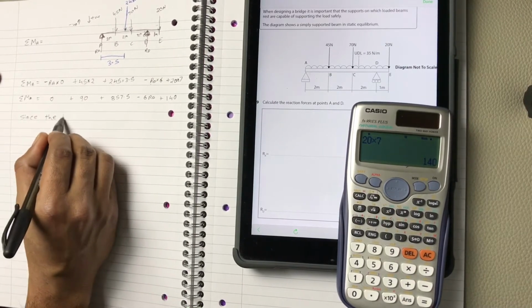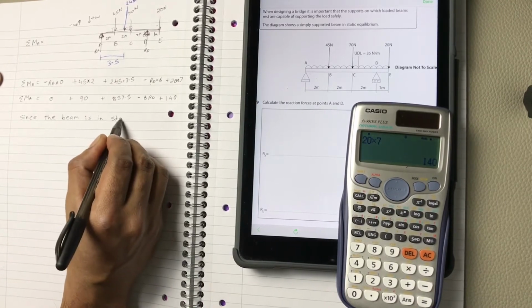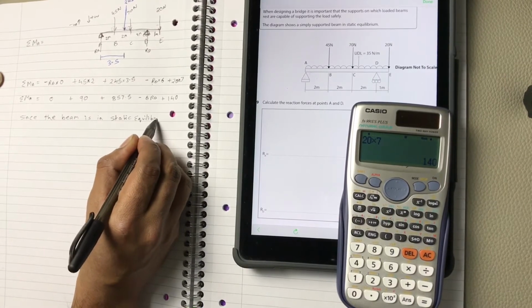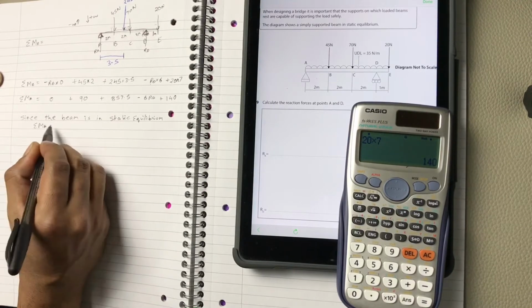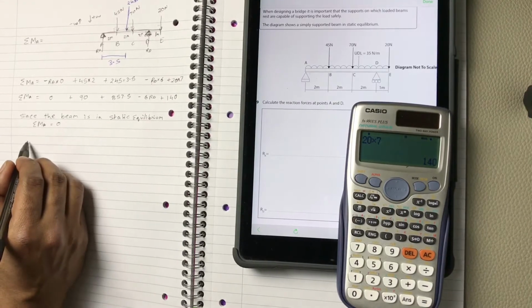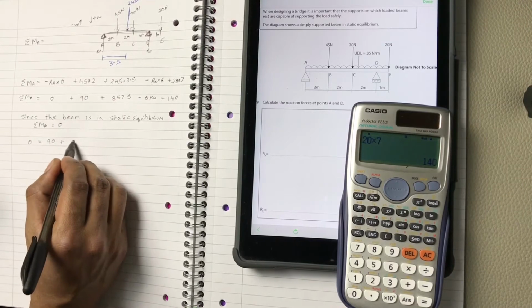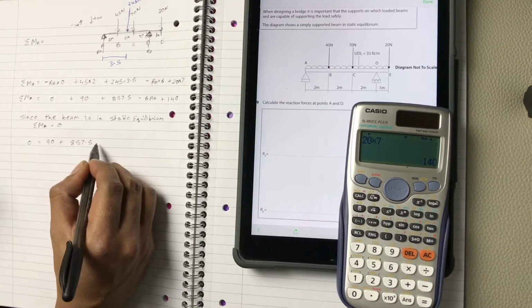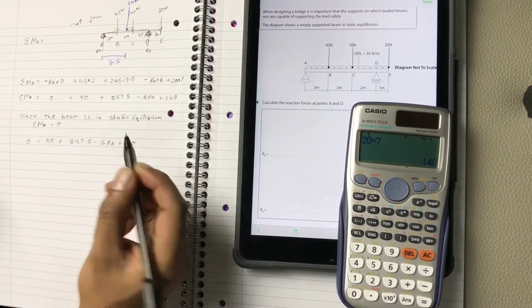So since the beam is in static equilibrium, the sum of all moments about point A will be 0, and hence this equation can be written as 0 equals 90 plus 857.5 minus 6 RD plus 140.